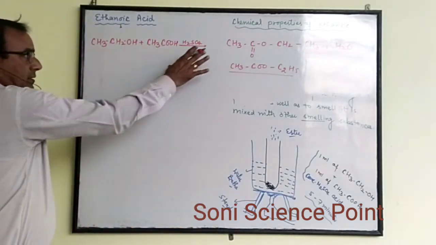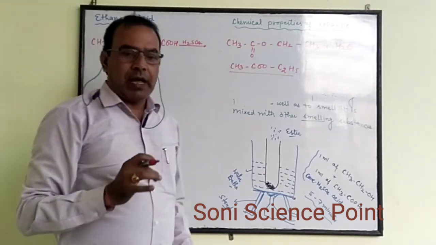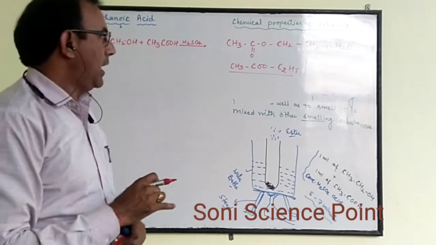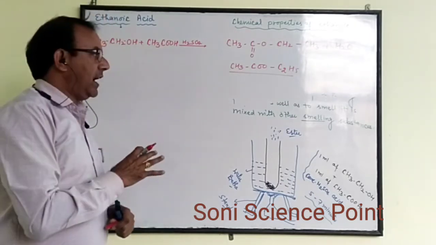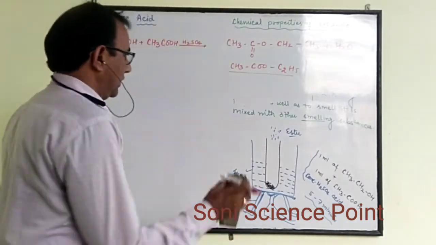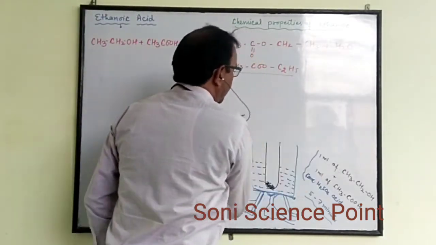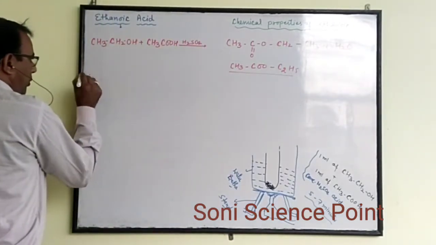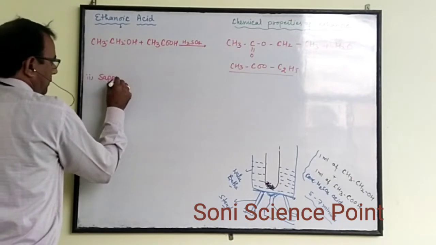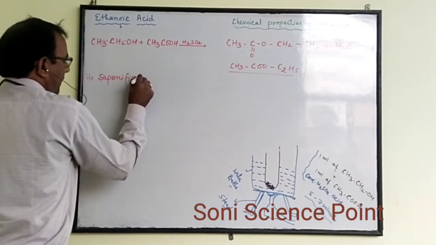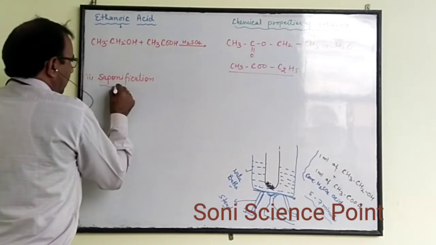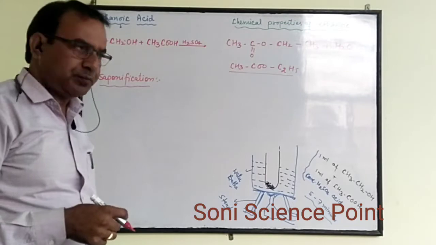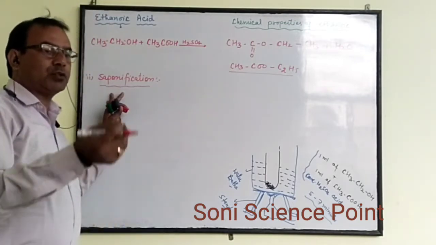Second, when ester reacts with alkaline sodium hydroxide, it produces ethanol and soap. That process is called saponification. This is the first chemical property, esterification. Second, the chemical property saponification. What is saponification? Just as esterification is the process in which ester is produced, saponification is the process in which soap is produced.